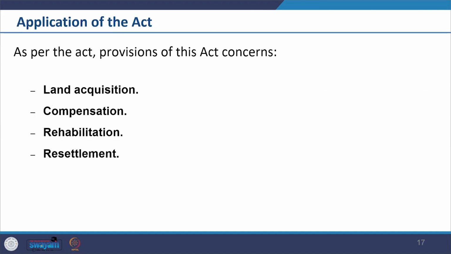And looking at where this Act applies. So as per the Act, this Act is concerned with land acquisition, compensation, rehabilitation and resettlement, and especially when the government acquires land for its own use, hold and control, including public sector undertaking and for public purpose. So you see what we studied under eminent domain. So you see how government can take land for the public purpose.